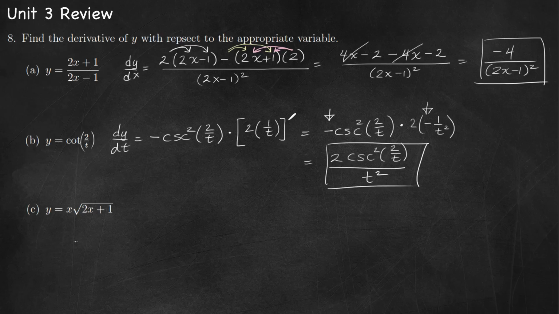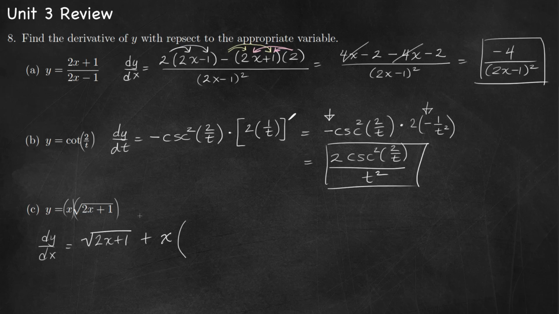Part C, y equals x times the square root of 2x plus 1. So I have to do product rule. My first factor is x, my second factor, square root of 2x plus 1. When I get to the part of the product rule where I have to take the derivative of the square root of 2x plus 1, then I'm going to use the chain rule. My variables are y and x, so this is going to be dy dx, and product rule starts out derivative of the first, so derivative of x is just 1, times the second, so square root 2x plus 1, plus the first times the derivative of the second.